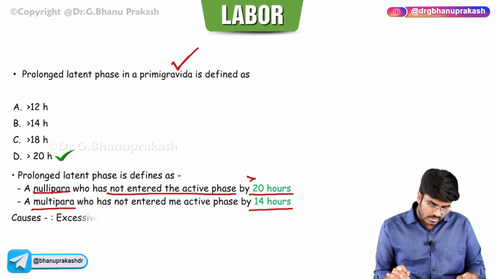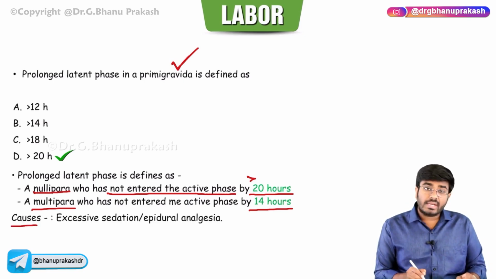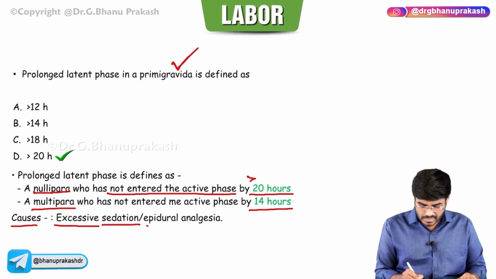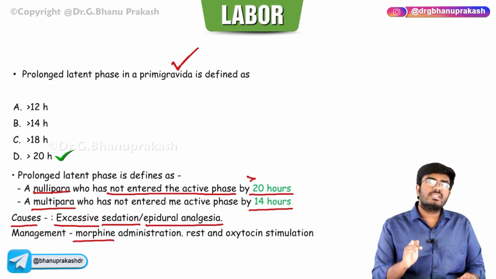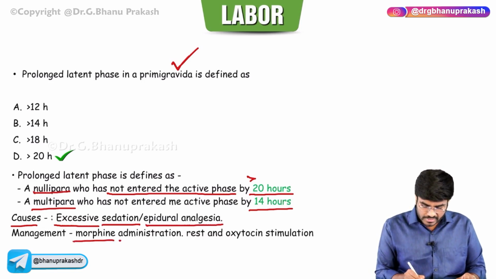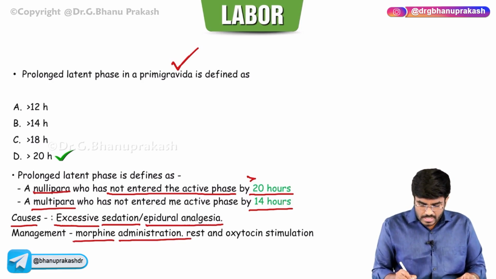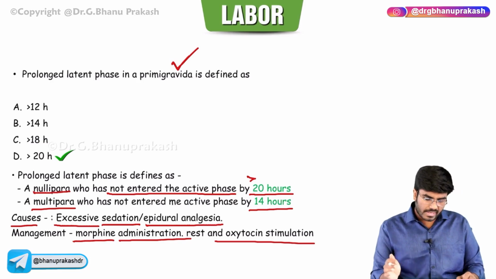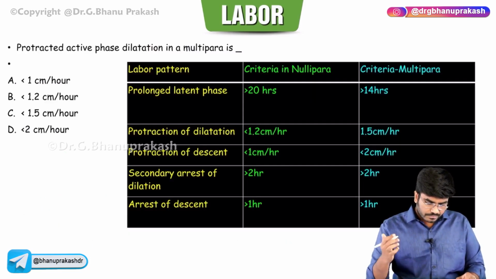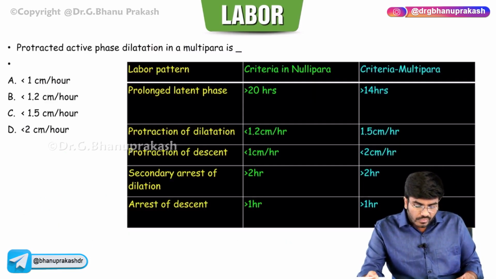Now, what is the most common cause? The cause of the prolonged latent phase is excessive sedation or epidural analgesia, and the management is simple. Management is morphine administration, painkiller, rest, and oxytocin stimulation. This is the management.